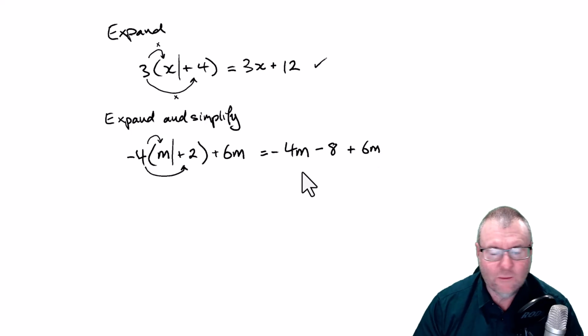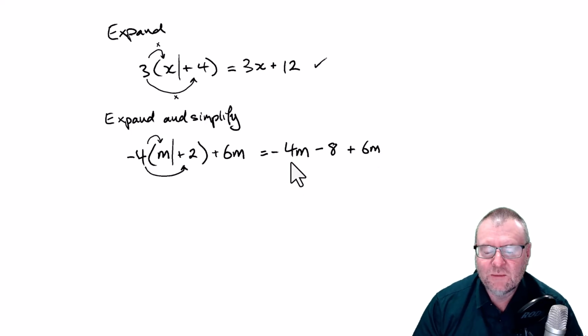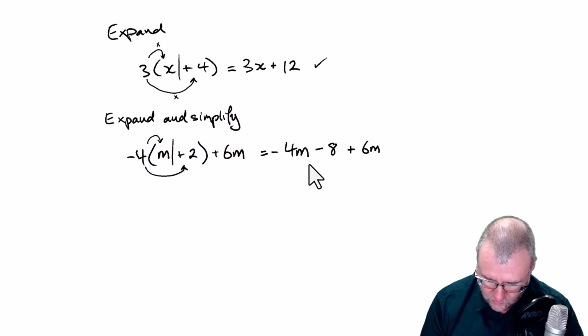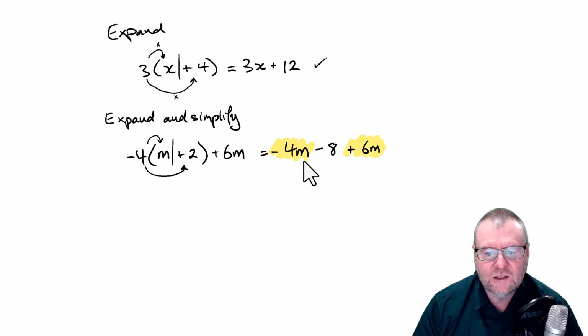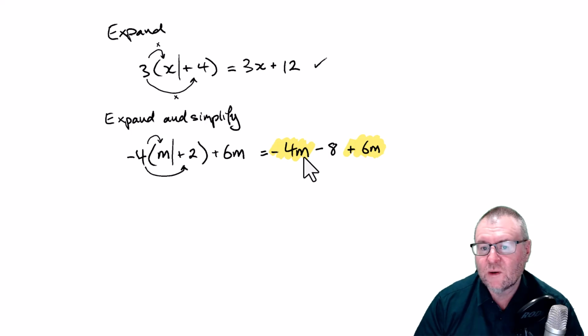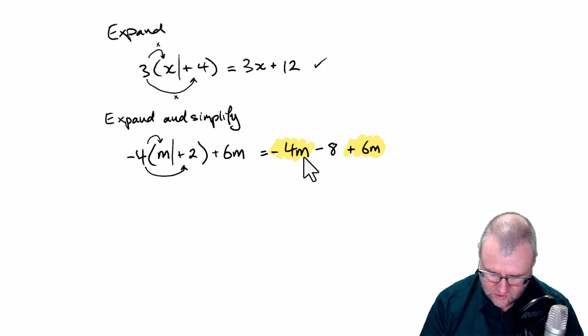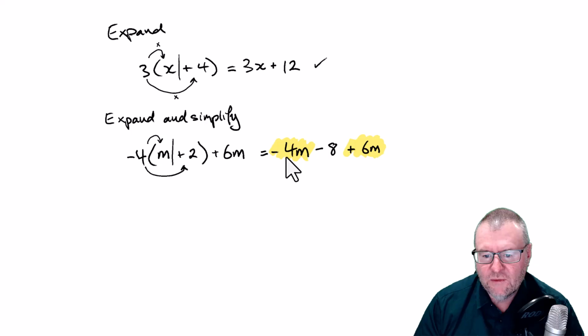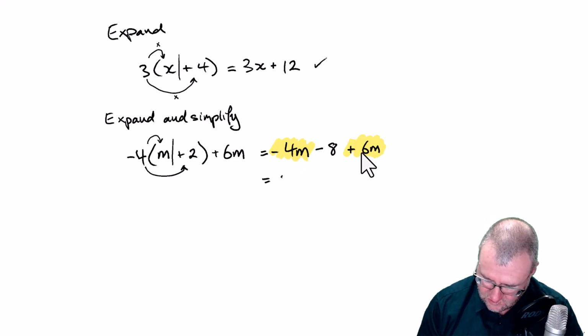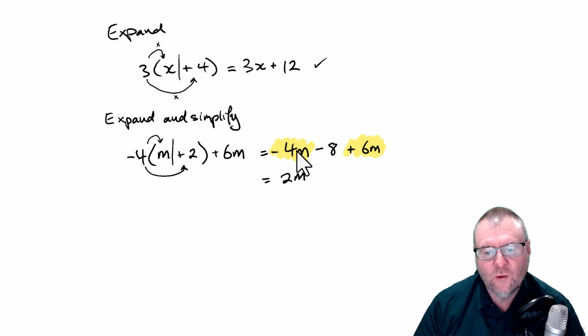Now, we've done the expansion, but this is the simplify bit. I have a look and I see, do I have any like terms? Well, I can see that the negative 4m and the 6m are like terms. In other words, they have the same letters. So I can add or subtract those. And that's what I'm going to do in this question. If I've got a negative 4 and I add a 6, that gets me to positive 2. And it's the m's. So I've got negative 4m's. I'm adding 6m's. So that gives me 2m's.